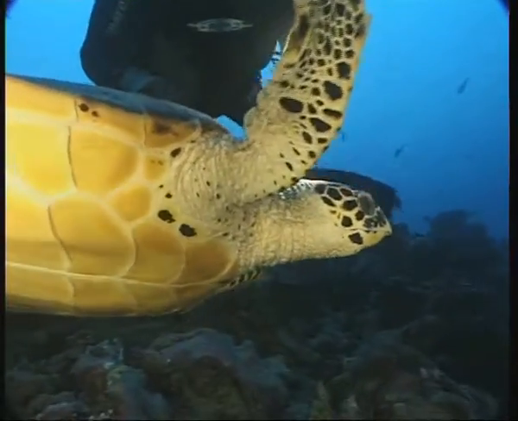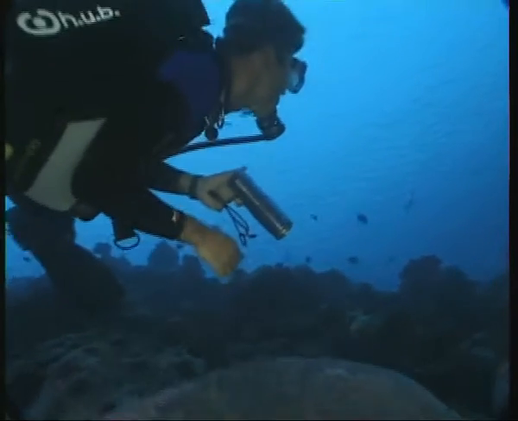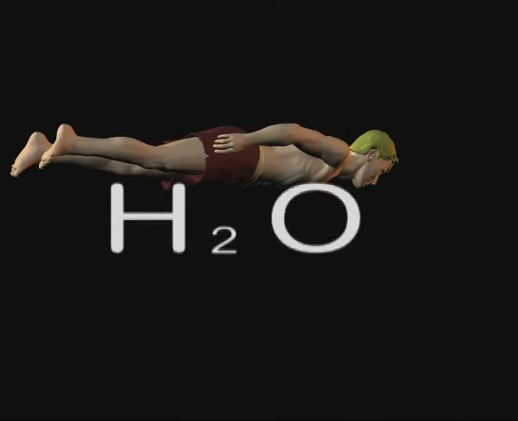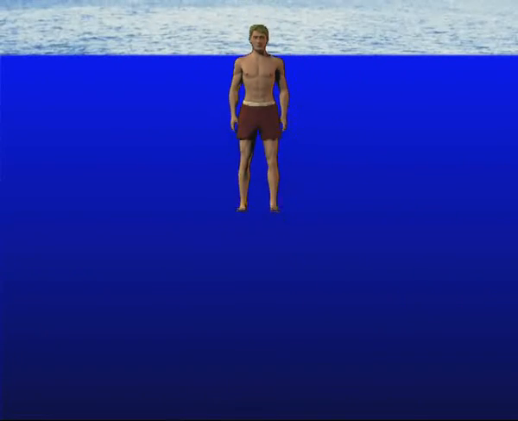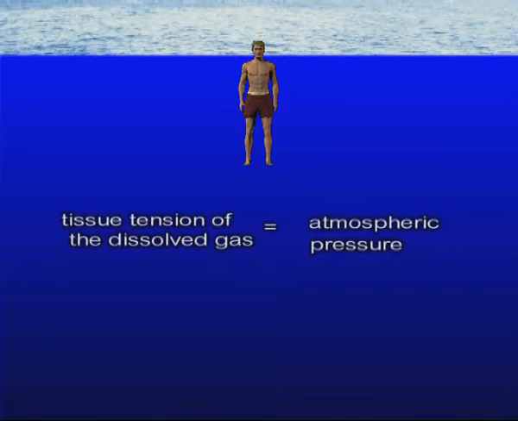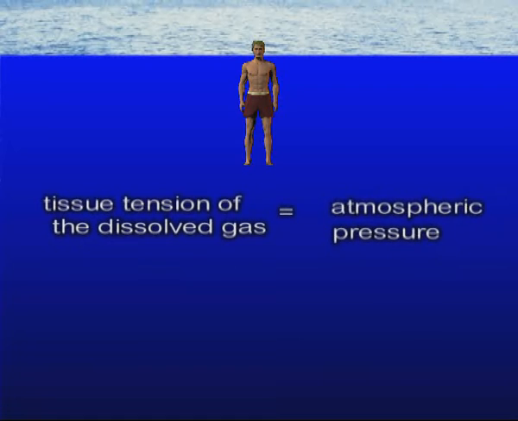The phenomenon of gas diffusion in a liquid affects divers. In fact, the tissues that make up the human body are composed principally of water. On the surface, the body tissues are in equilibrium with the atmospheric pressure. In scientific terms, we say that the tissue tension of dissolved gas is equal to the atmospheric pressure.